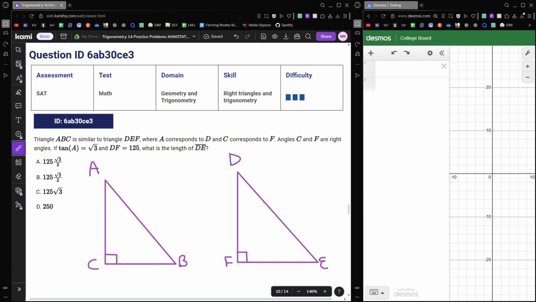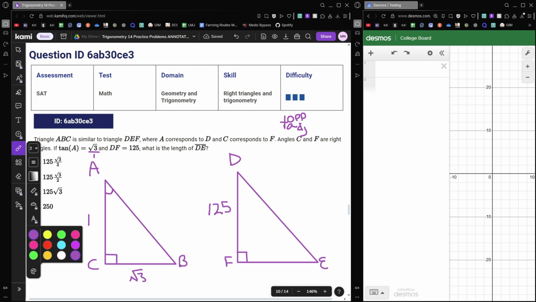Let's keep reading. If tan of A is equal to square root 3, so tan in SOHCAHTOA is TOA, which is opposite over adjacent. Now while the trig ratio looks like it's not a fraction, it's really just over 1. So here's angle A. Opposite of angle A is this side right here, which is going to be square root 3. And then adjacent to angle A is this side right here, which is going to be 1. Let's keep reading. And DF is equal to 125, so that means this side is 125. What is the length of line DE? So we're trying to find the length of this hypotenuse right here.